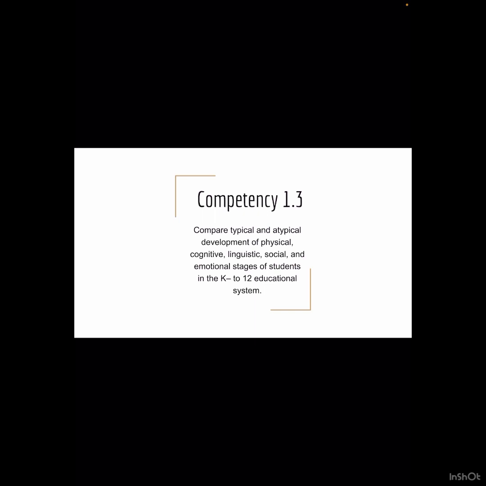So, to continue with my video now, today we're going to look at competency 1.3 as I said before. In this competency, you are comparing typical and atypical development of physical, cognitive, linguistic, social, and emotional stages of students in the K to 12 educational system, right? So if you're looking at students with disabilities, you want to be able to identify them. So what's the typical behavior? What's the atypical behavior? How can you identify a student who has a disability, right? So that's why we need to know the atypical and typical development within a child, right?